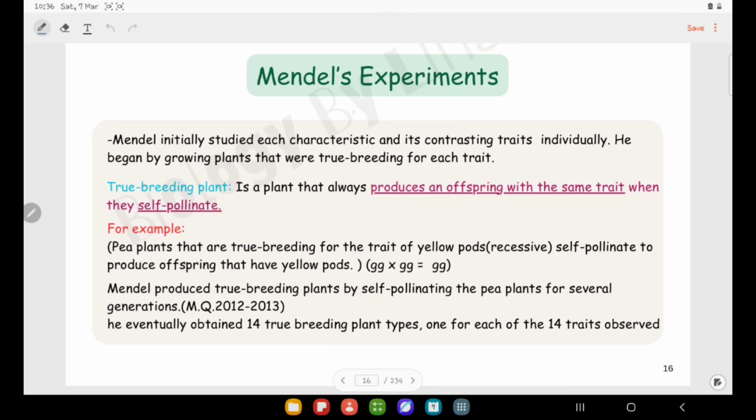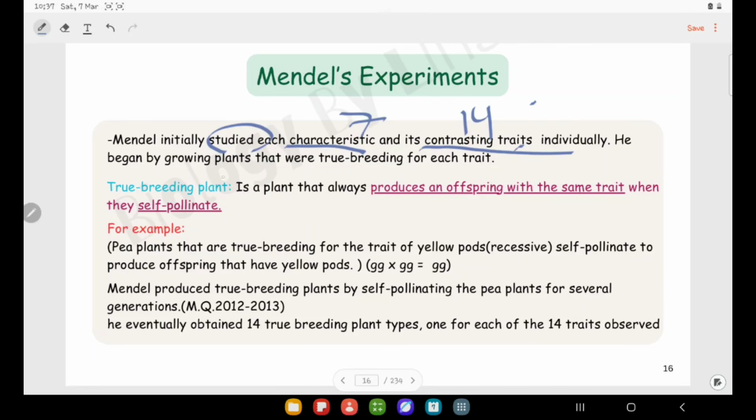So when he started his experiment, at first, he studied each characteristic and its contrasting traits. What do you mean by that? For example, he studied the flower color with both contrasting traits for it, which are purple and white. And he studied, for example, the height of the plant, which is a character, with both tall and short. So when he studied each character, we have 7 characters in the pea plant, and each character with its contrasting trait means you have 14 traits.